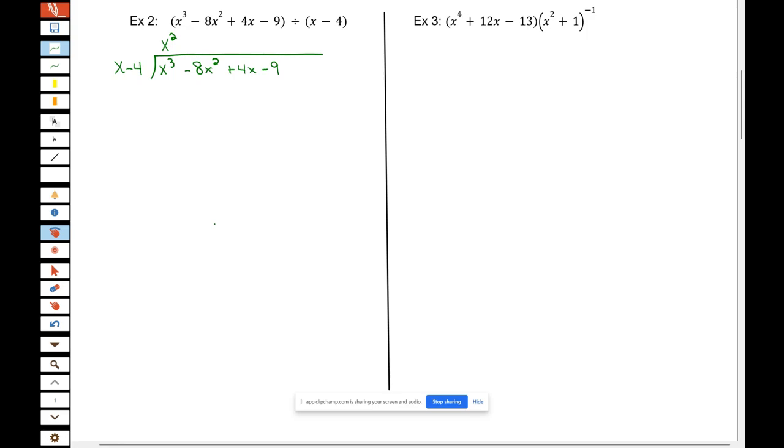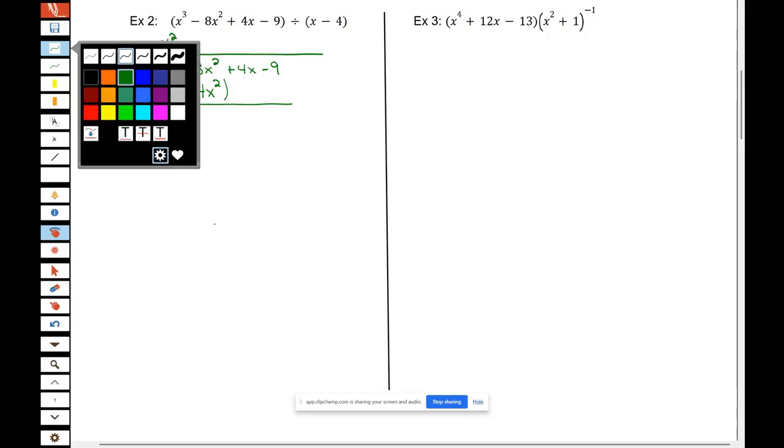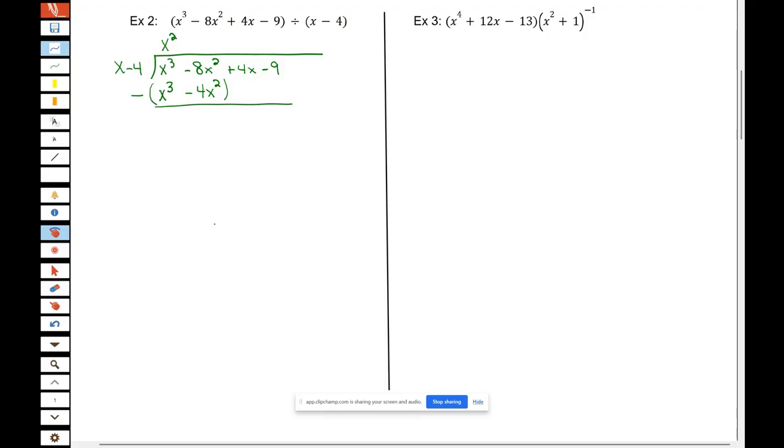x squared times x is x to the third. x squared times negative 4 is negative 4x squared. So I divided, I multiplied. Now I'm going to subtract this entire quantity. And to keep from making sign errors, I put the minus sign outside, and then I distribute it through. And it turns it into addition. So these should cancel every single time. I have negative 4x squared, and I bring down my next term.